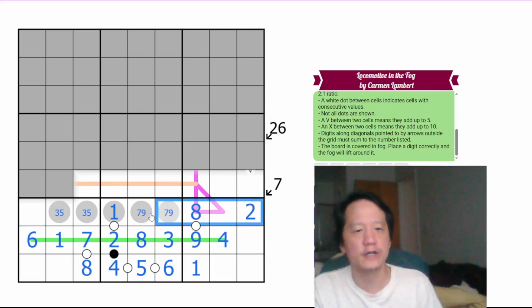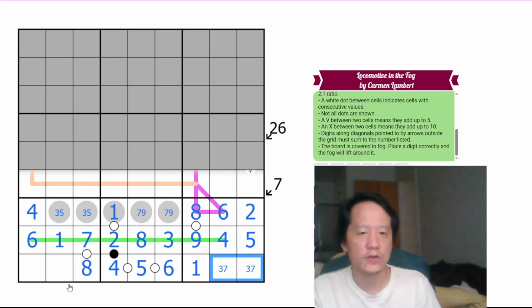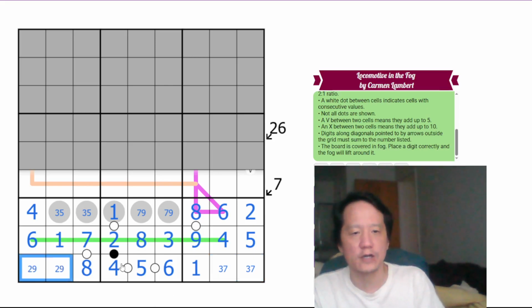Where's a 4 in row 7? It has to be here, which makes this a 6. Right? That's the only digit remaining. This has to be 5. The only digits remaining here are 3 and 7. The only remaining digits here are 2 and 9.